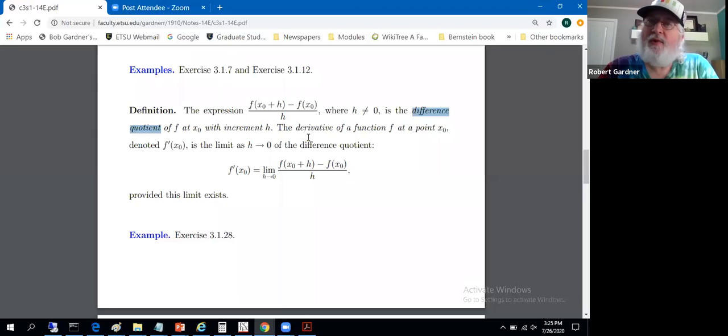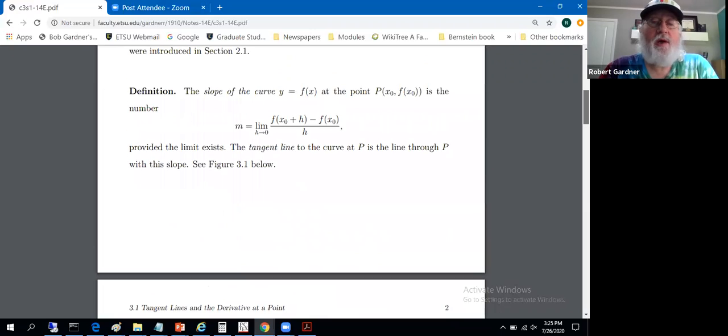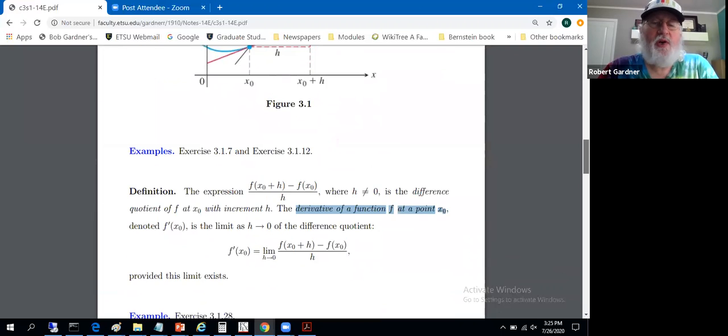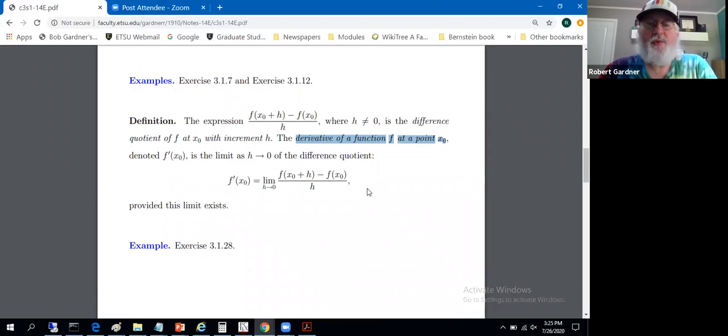So I'd expect miles per hour to be the kind of thing we might see. We're defining here the derivative of a function at a point x sub 0. In the previous definition, we had the same thing; we called it the slope of the curve. So what we're doing is taking the slope of the curve basically, and calling it the derivative at a point. So the derivative of a function f at a point x sub 0 is the same thing we had above: the limit as h approaches 0 of the difference quotient, since we gave that a name, assuming the limit exists. All right, so you can take derivatives at points.